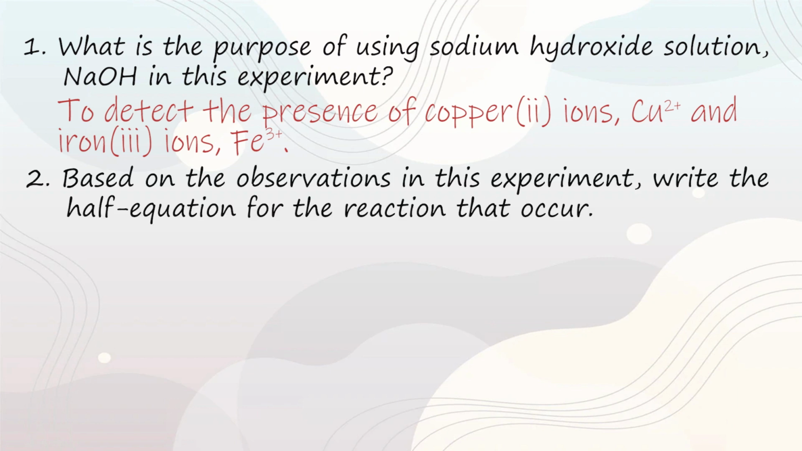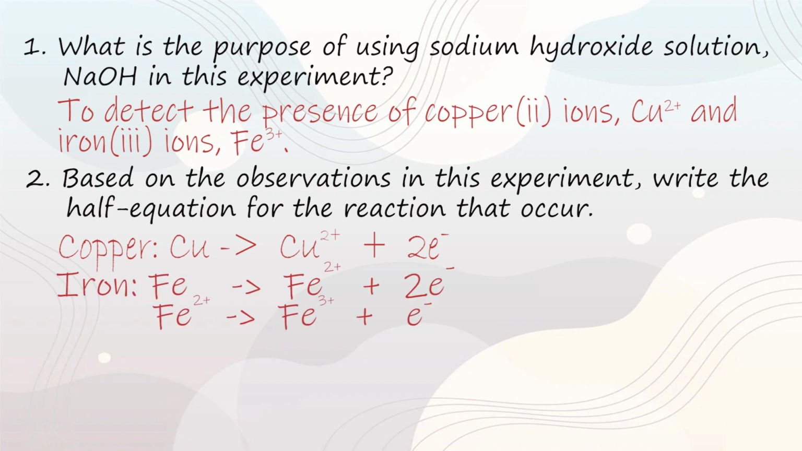Next question: based on the observations in this experiment, write the half equations for the reactions that occur. The half equation for the copper wire is: copper atoms donate 2 electrons to form copper(II) ions. Meanwhile, the half equations for the iron wire are: iron atoms first donate 2 electrons to form iron(II) ions. Then iron(II) ions donate 1 electron to form iron(III) ions.